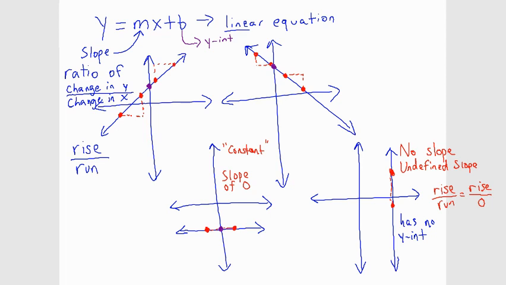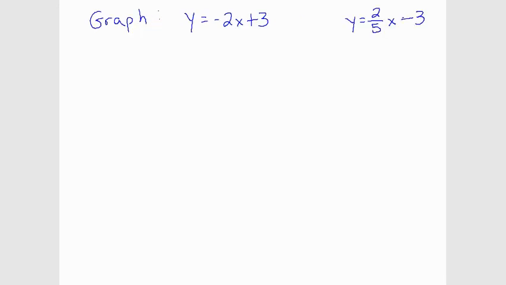Okay, so let's talk about some examples. Let's actually graph these equations because that's what we're here to do. So I've got this equation, y equals negative 2x plus 3. Okay, so I'll draw my axes, put the arrows at the end, because axes extend forever.